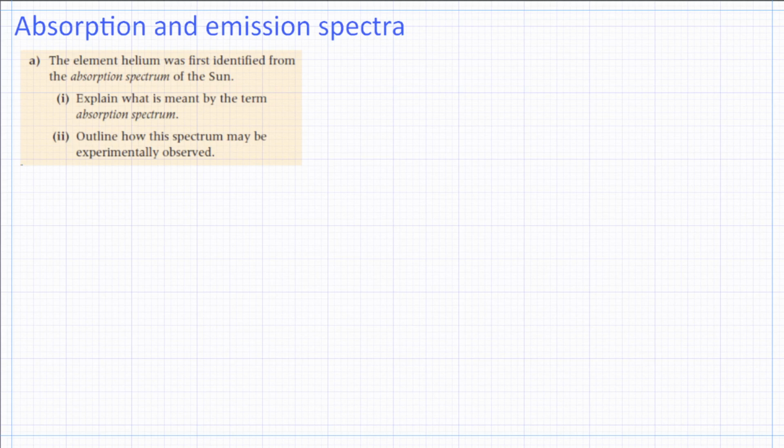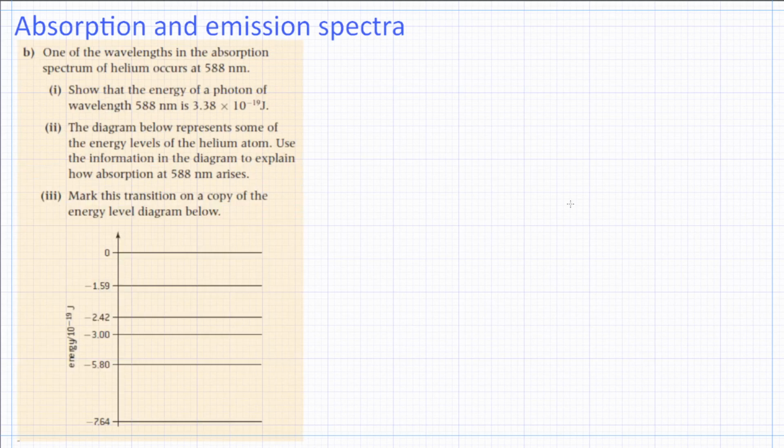Now, the second one, outline how this spectrum might be experimentally observed. So the light from the Sun can be, for example, projected on a screen after passing through a diffraction grating, or a prism, just like the experiment that we saw a while ago. So we can disperse that light into its components, its different wavelengths, and we can find out what is the substance just by analyzing what is missing.